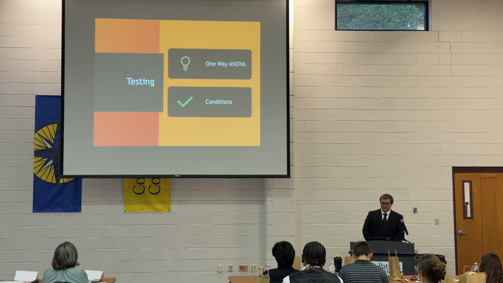So for my hypothesis testing, I used a one-way ANOVA, which is an analysis of variance to determine if there's a variance in the means. And then I checked all my conditions, which were random, normal, independent, and then I made sure they had similar variance.